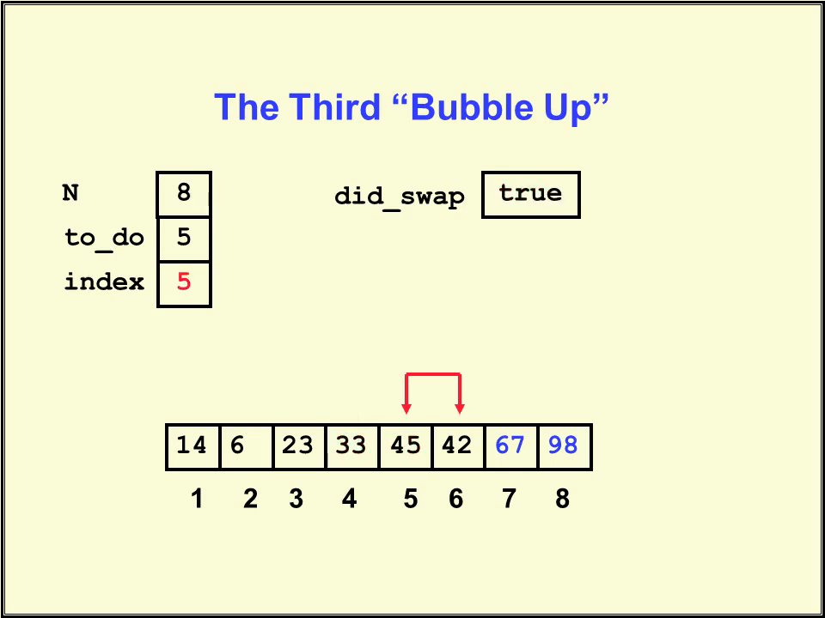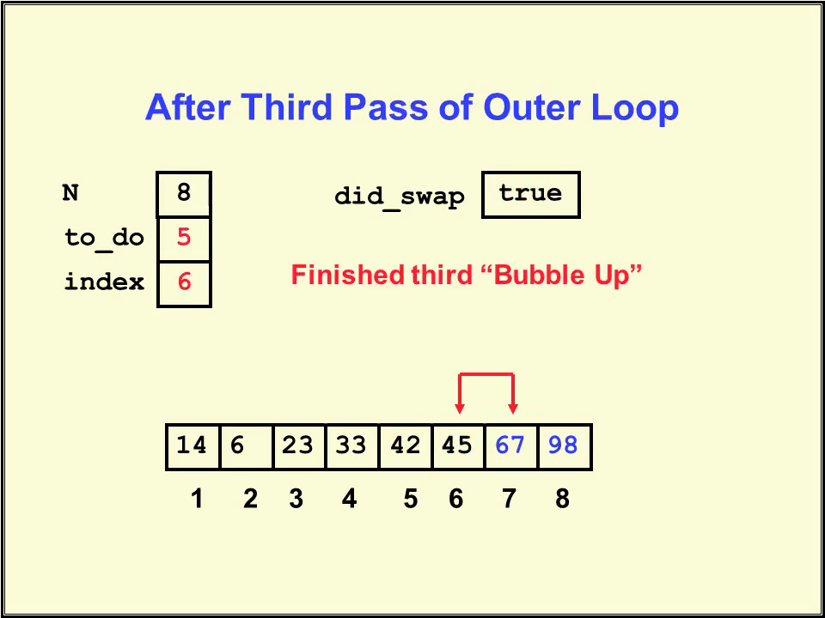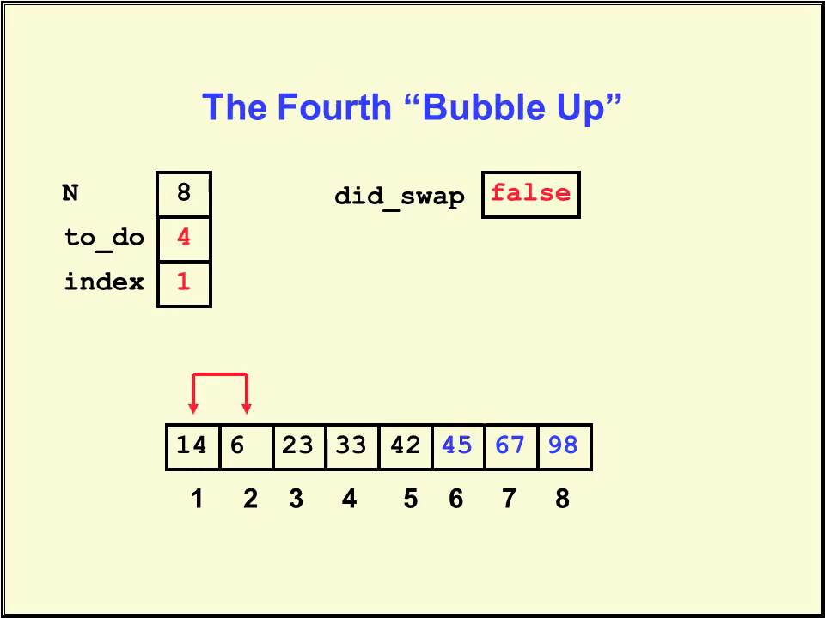At the fifth index the value is 45. 45 is compared with 42. 45 is greater than 42, so swapping will occur and the index values of 42 and 45 will be changed. After the completion of the third pass, we get the list 14, 6, 23, 33, 42, 45, 67 and 98. At the completion of the third pass, we have 3 sorted elements in the list.